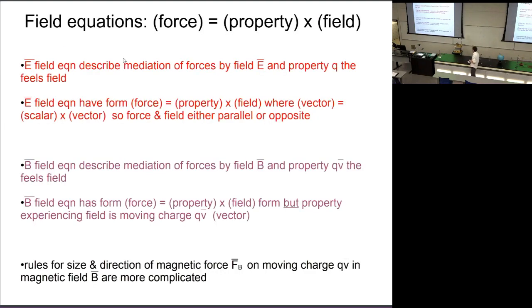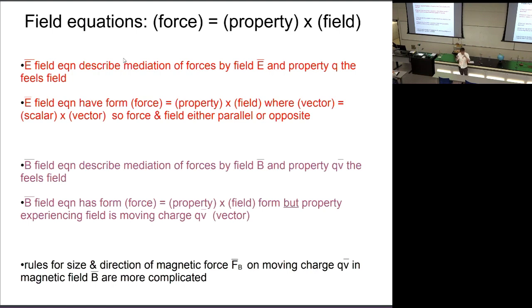So on this slide, there are too many words, I think, in hindsight. But I wanted to just say some general statements about the nature of field equations. So the electric field equation was that F, electric force, equals Q, electric charge, times E, the electric field. That was the electric field equation. It describes the relationship between the electric force, electric field, and electric charge. There is also a gravitational field equation. It looks like the same thing. And then we're going to be exploring the magnetic field equation.